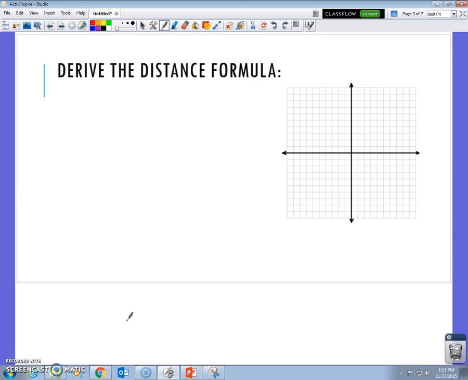Now, the distance formula is nice and everything, but it's even nicer if you actually understand where it's coming from. And so what we're going to do is derive the distance formula, and we're going to see what's happening and why it works. Okay, using prior knowledge, the Pythagorean theorem is going to be huge in this.